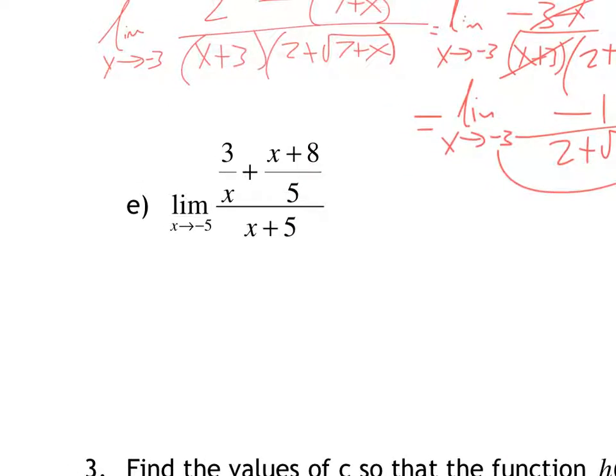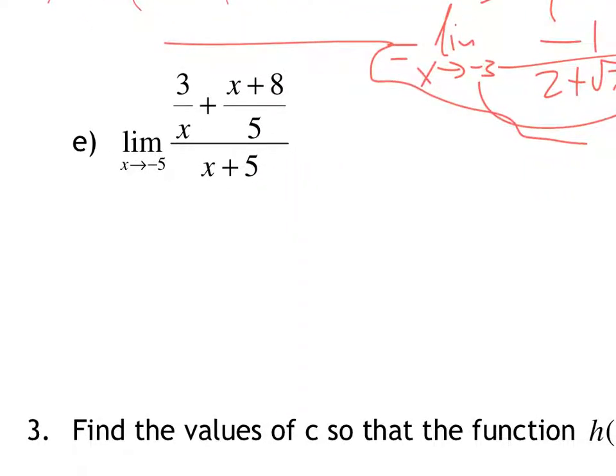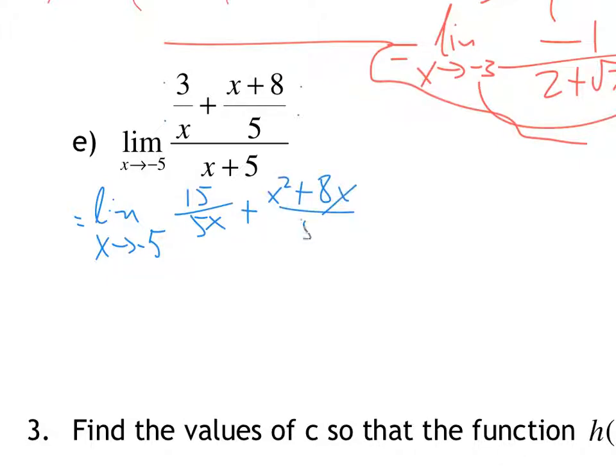When we have a compound fraction like this, now we need to simplify this. We need to get a common denominator. So let's do that. Common denominator is 5x, so multiply top and bottom by 5 here. And we get 15 over 5x. Multiply top and bottom by x here. We get x squared plus 8x all over 5x. And the bottom, the whole fraction is going to stay by itself. All right.